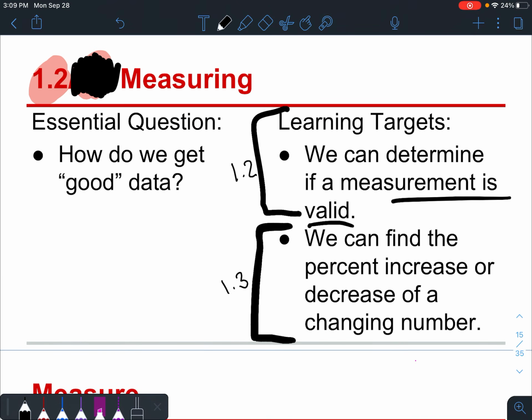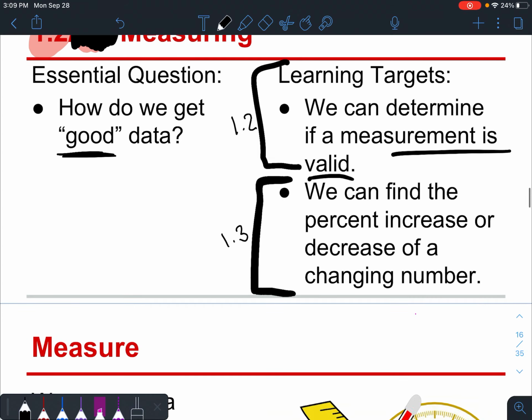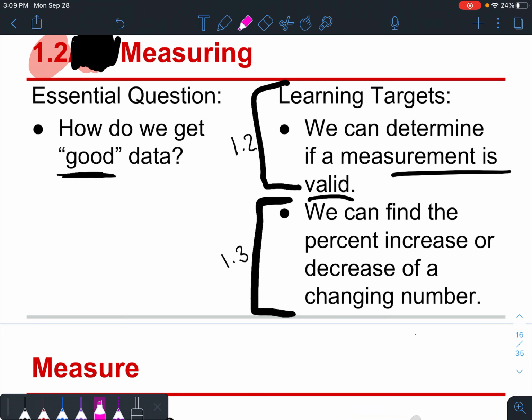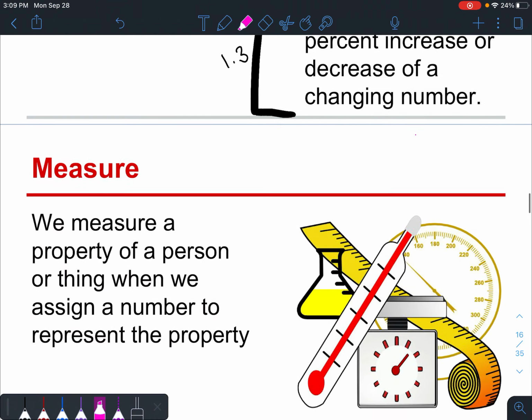So the 1.2 question is, how are we going to get good data? Emphasize, how are we going to get good data? That's what we're looking for. Not just any old data. We want good data that we can use, that we can justify the use of. Learning target: we can determine if a measurement is valid. So that's what we're going to be talking about as we work our way through section 1.2.